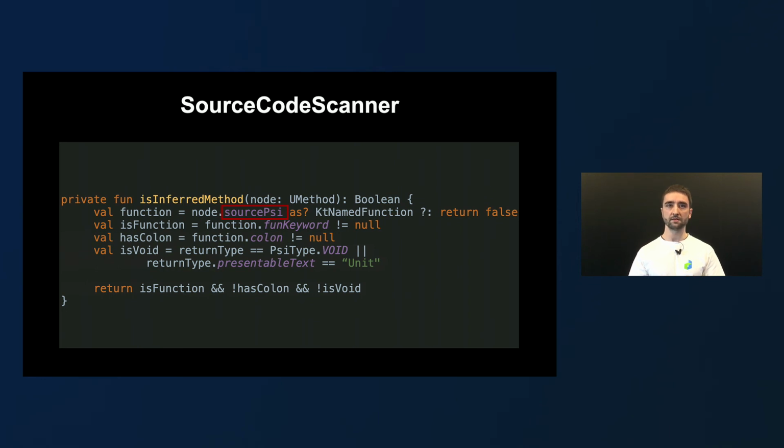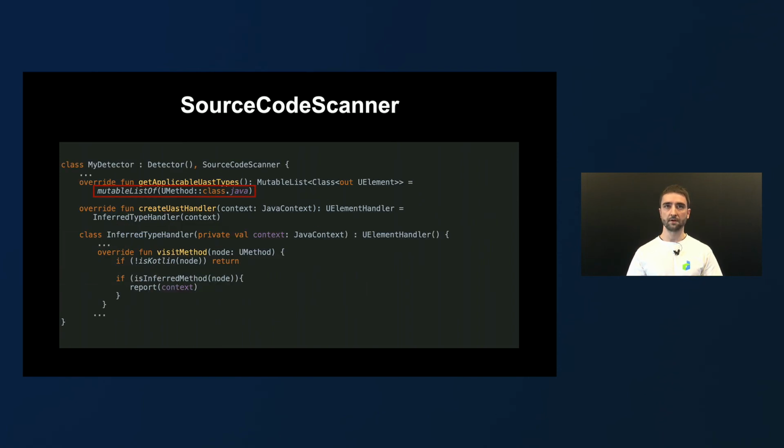In order to know if the method is explicitly declaring its return type, we have to use a concrete representation of the node. We're using the node's PSI to check Kotlin's specific syntax. We can check whether the method has a colon or not, a fun keyword, etc. And all this concrete representation is in the node's PSI. So to recap, we told Lint we want to visit every method node in the syntactic tree by using getApplicableUastTypes. If the node is not Kotlin, we're not interested in it, so we return early. Once we know the node is Kotlin, we can access its PSI to check Kotlin's specific syntax. If we detect the return type of this method is being inferred, we report it.